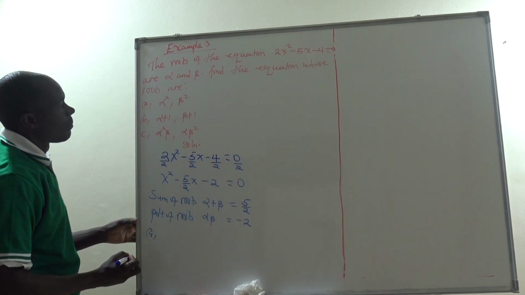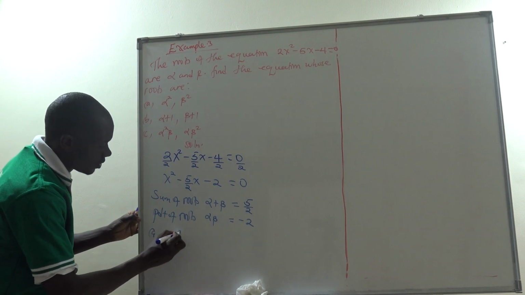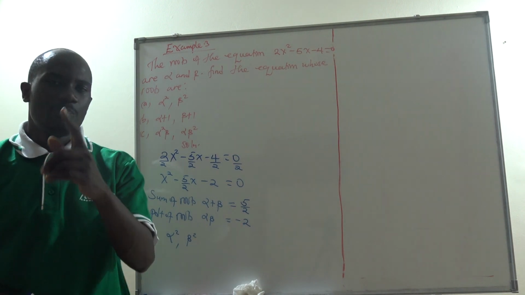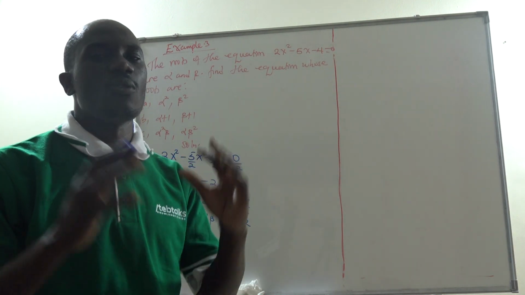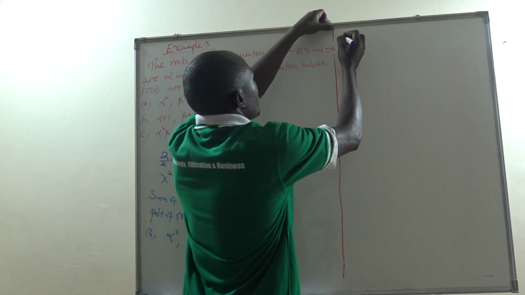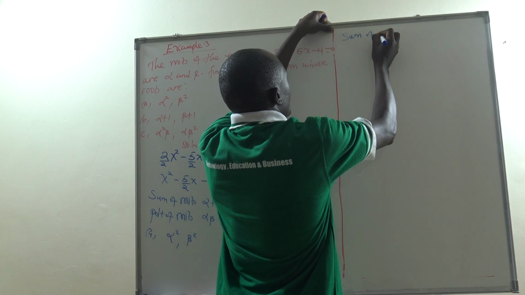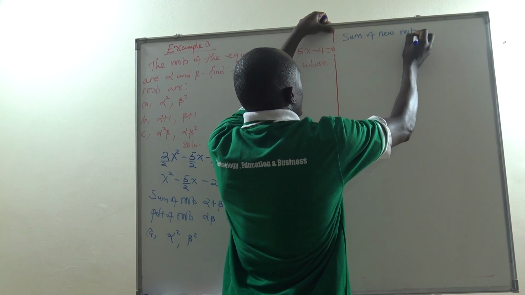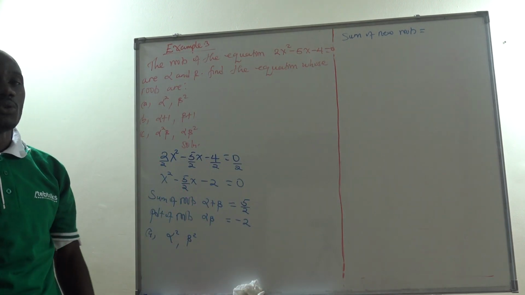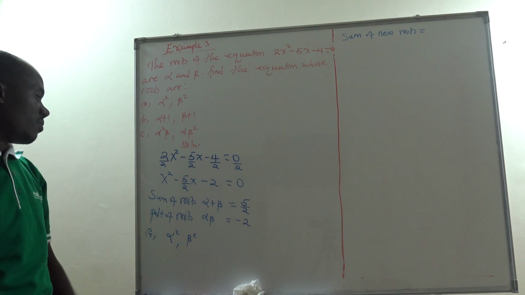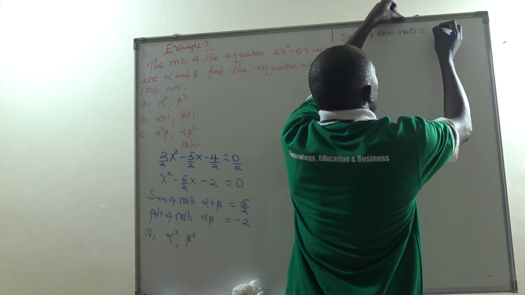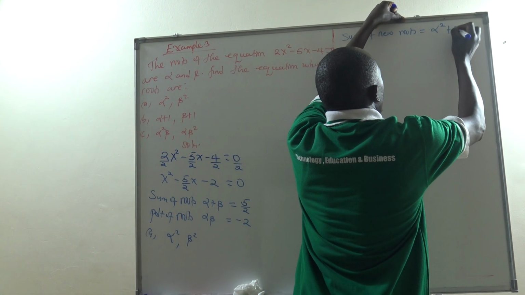Part A is talking about the new roots now. We have got alpha squared and beta squared. Now, when you have got the new roots, I expect you to first get the sum of the new roots. Sum of new roots means we are adding those roots which are given to you and which are new to us, which are alpha squared plus beta squared. So the sum of new roots is alpha squared plus beta squared.